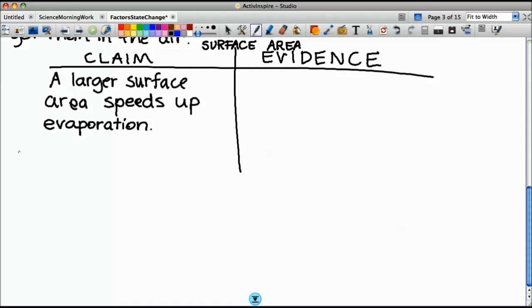Now look back at your numbers. You can be ready with those numbers. What's our evidence? How do we know the large surface area is faster? How do we know that the larger surface area is faster? Give me some data. Give me some numbers. Allie. Because the plate went from 60 to 42 and the cup went from 60 to 57.